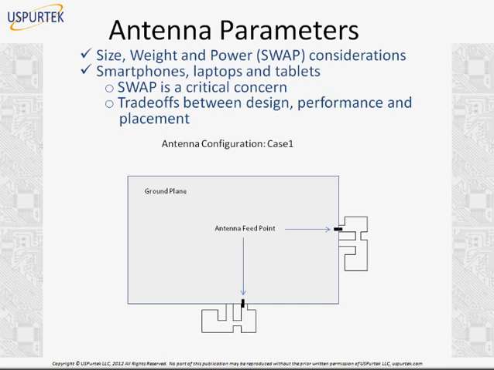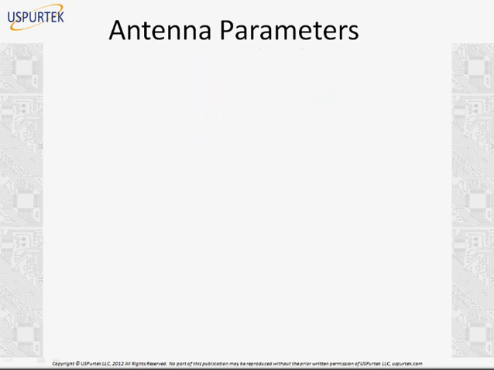Here you see a picture where there are two antennas on the two sides of the ground plane in a handheld device. This is one way we can place the antennas. They are basically printed on a printed circuit board and placed at the back panel of the handheld device. This is one way of doing it.